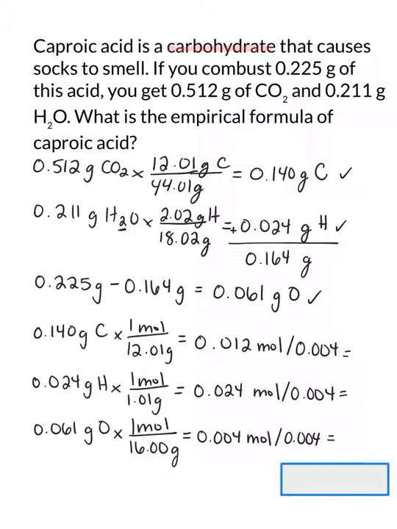So for the carbon, I get 3. For the hydrogen, I get 6. And for the oxygen, I get 1. Those are all whole numbers. I don't need to do any multiplication. This is great because it means my compound is C3H6O. And that is the empirical formula for caproic acid.